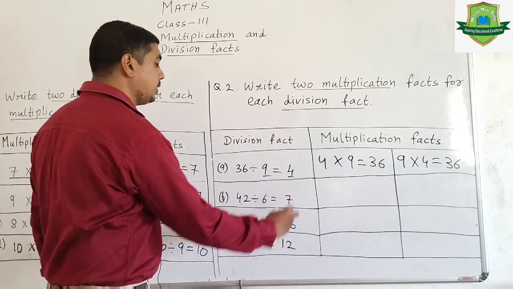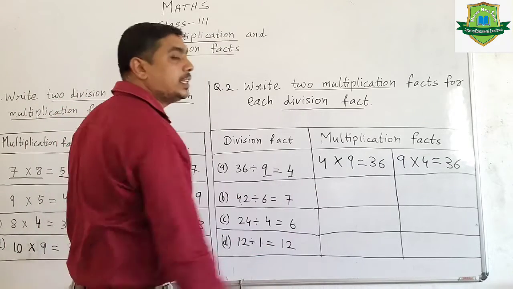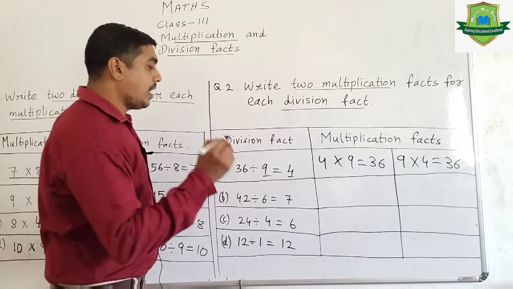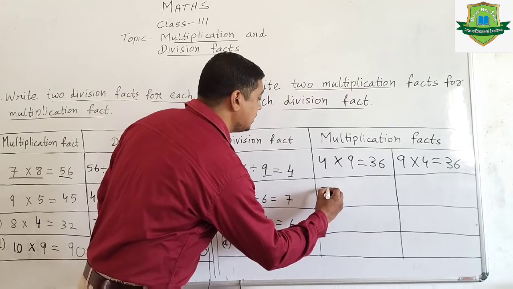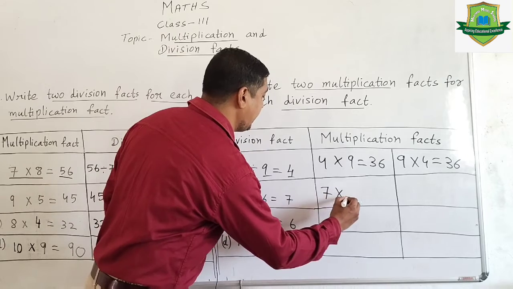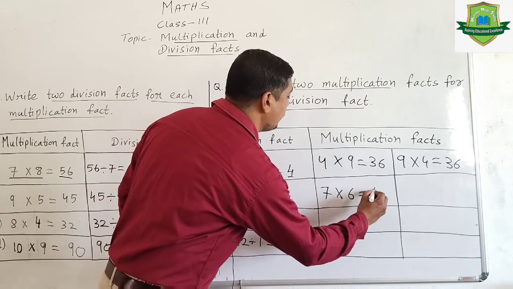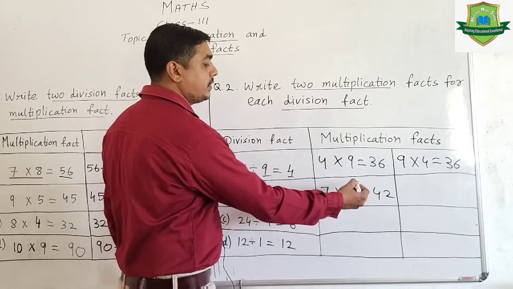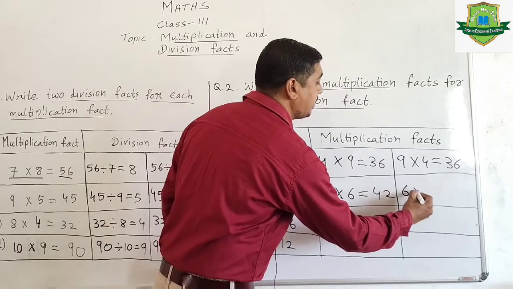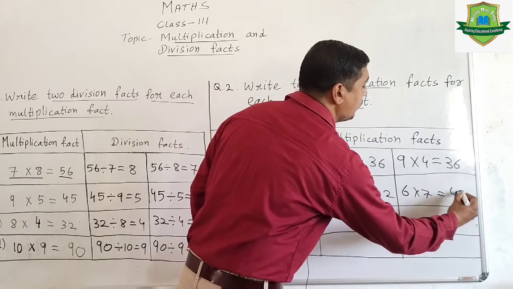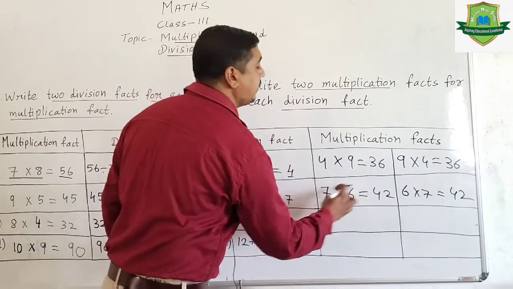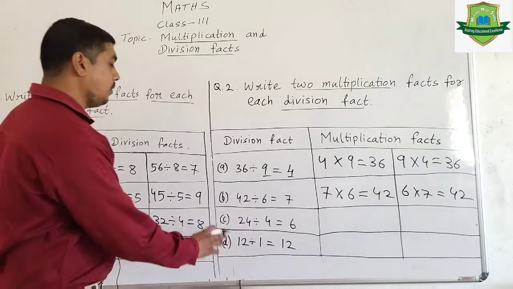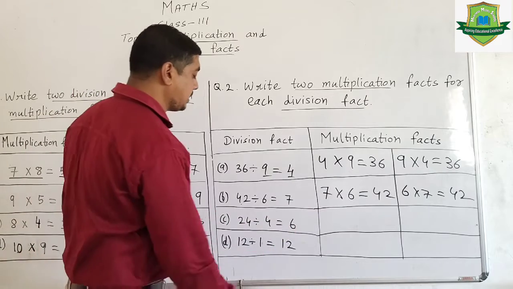Okay, now let's similarly do the second one also. What will I do here? Yes, I hope you all are understanding this. I will write it down first. 7 multiplied by 6 gives you 42, or I just have to write it in the reverse way: 6 multiplied by 7 also gives you 42. So these two are my multiplication facts. Okay, now let's do the third sum also.